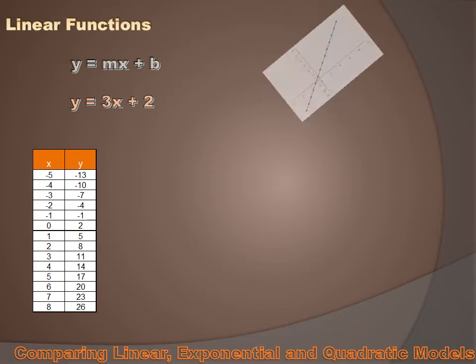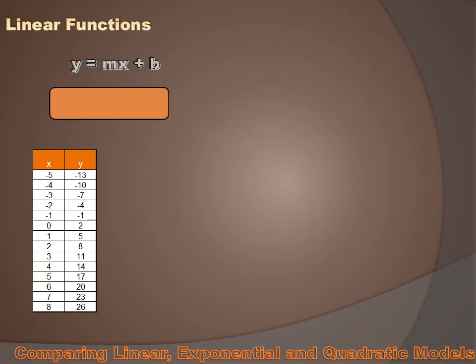But what if I didn't have the graph? And what if I couldn't see the equation? What if I could only look at the table? Could I tell it was a linear function? Well, yeah, we can. And here's how we'll do it. When we look at this table, we see that there's a constant rate of change. We can see that as my x increases by 1, my y increases by 3.